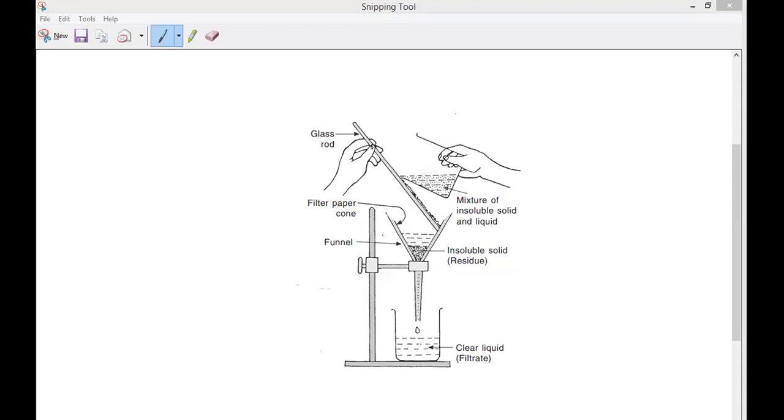Can you see my screen now? Hari, can everybody see that? Can you see the screen?